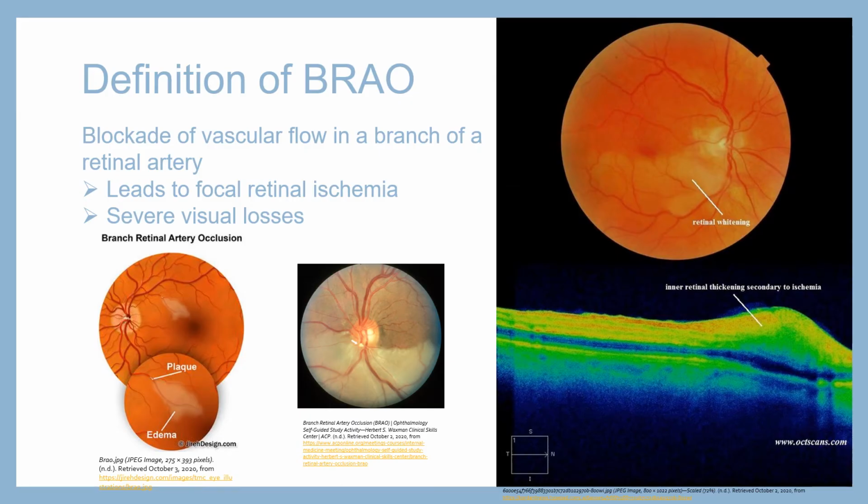Branch retinal artery occlusion, or BRAO, is a blockade of vascular flow in one or more branches of a retinal artery. This leads to focal retinal ischemia and usually results in severe visual loss.